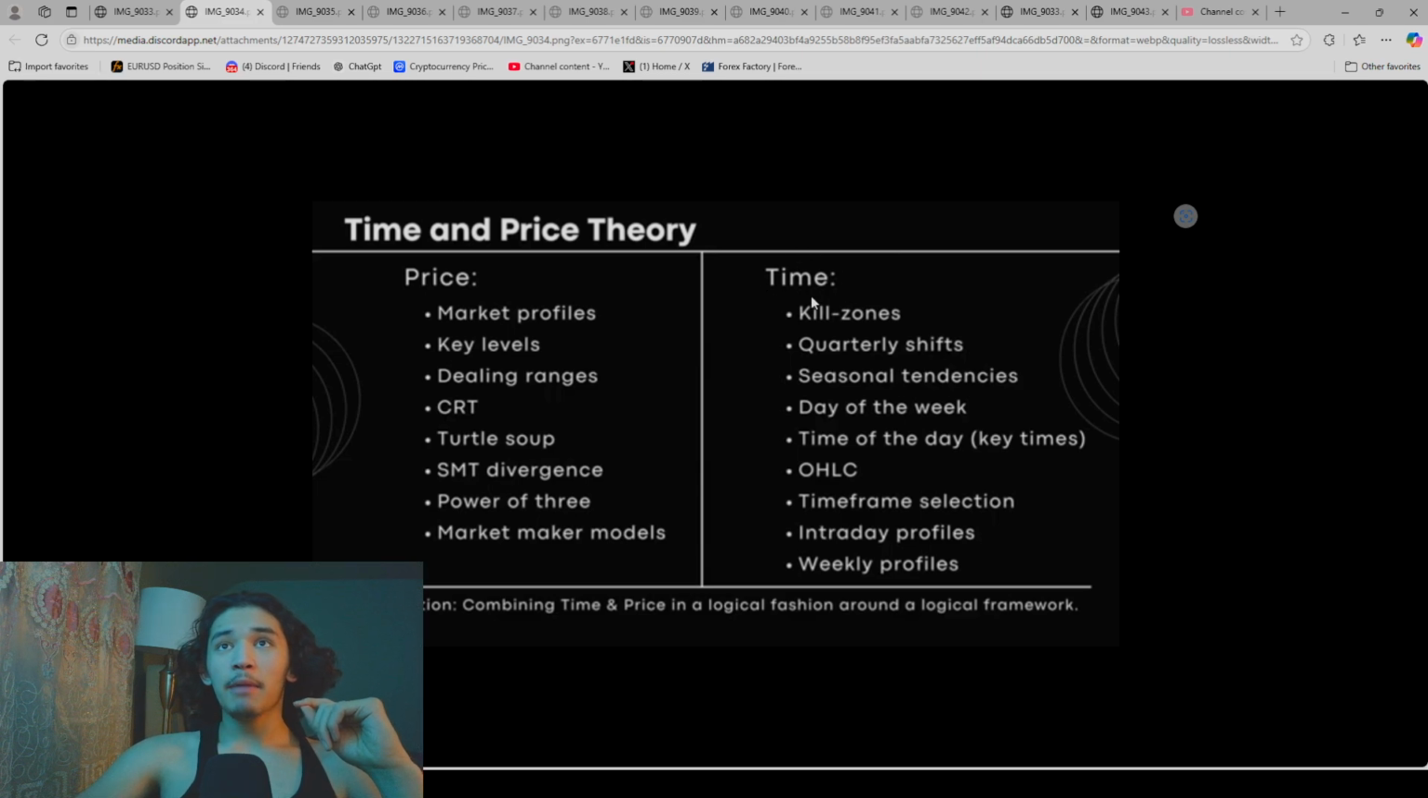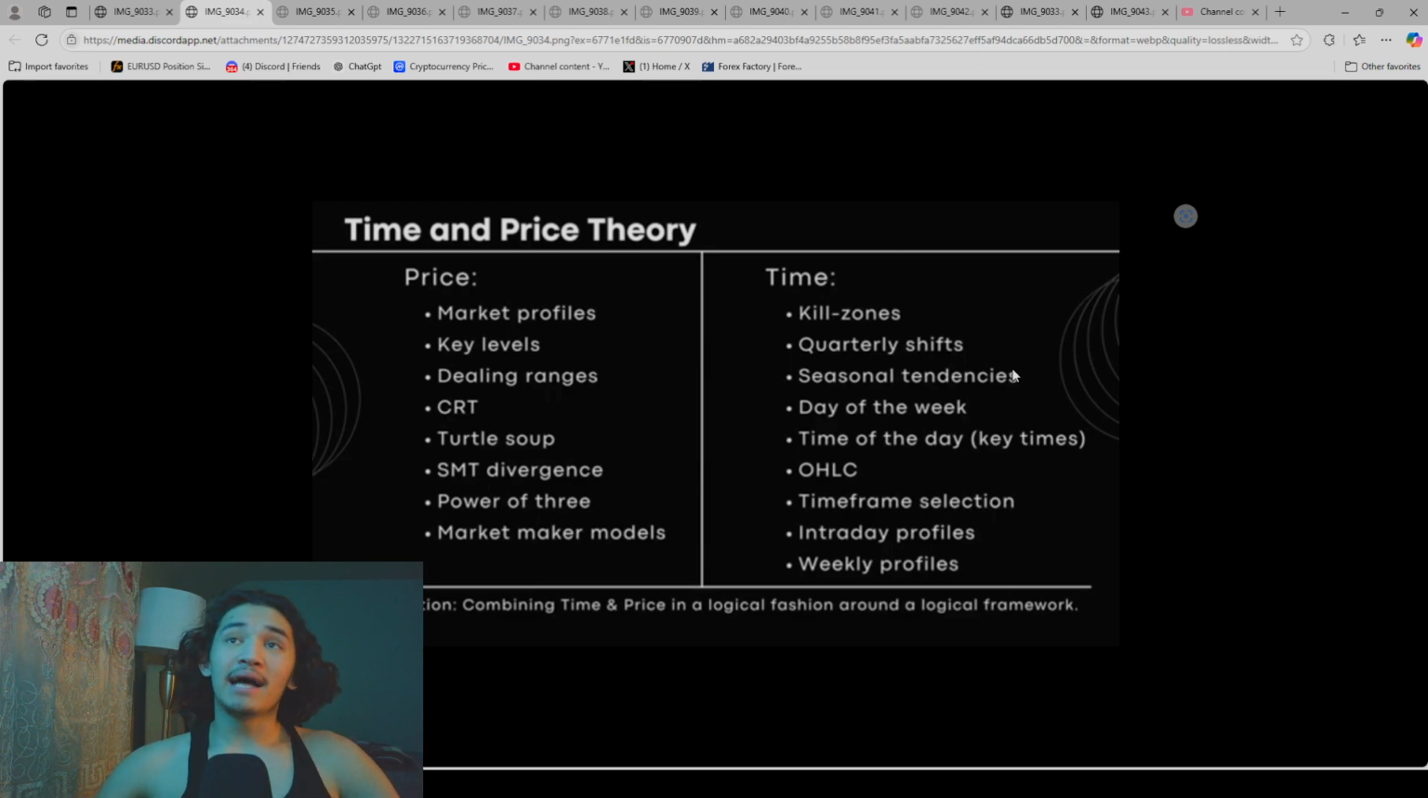So now we go to time concepts, right? Kill zones are a time concept. Basically, London session, New York session, 3-4 a.m., London twilight zone, right? All of that is a time concept. Quarterly shifts and seasonal tendencies are a time concept.